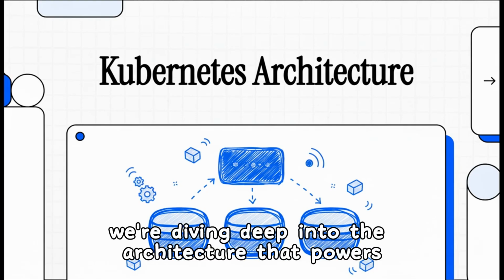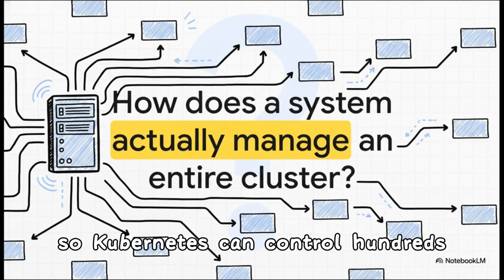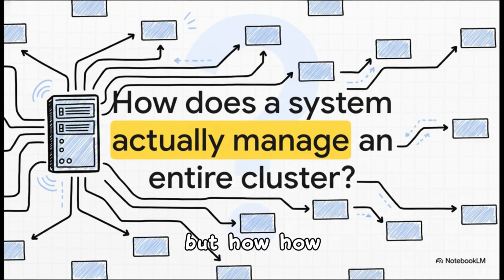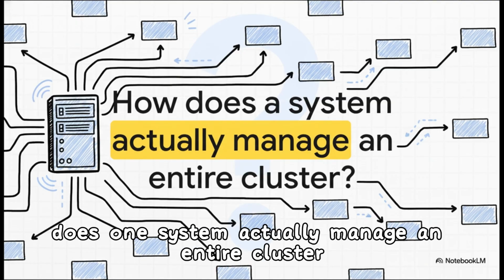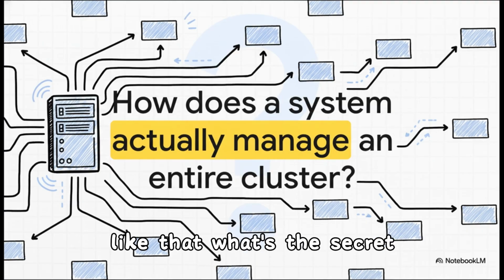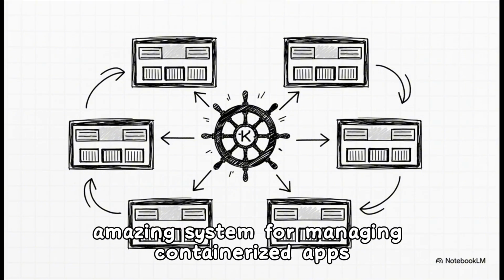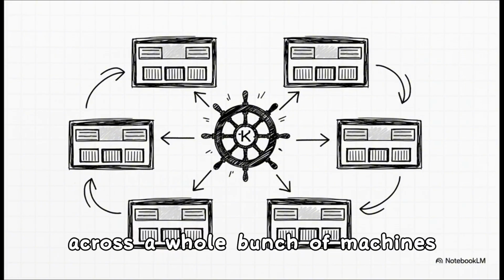Today, we're diving deep into the architecture that powers Kubernetes. So Kubernetes can control hundreds, maybe even thousands of machines all at once. But how? How does one system actually manage an entire cluster like that? What's the secret? In our last explainer, we covered how Kubernetes is this amazing system for managing containerized apps across a whole bunch of machines.